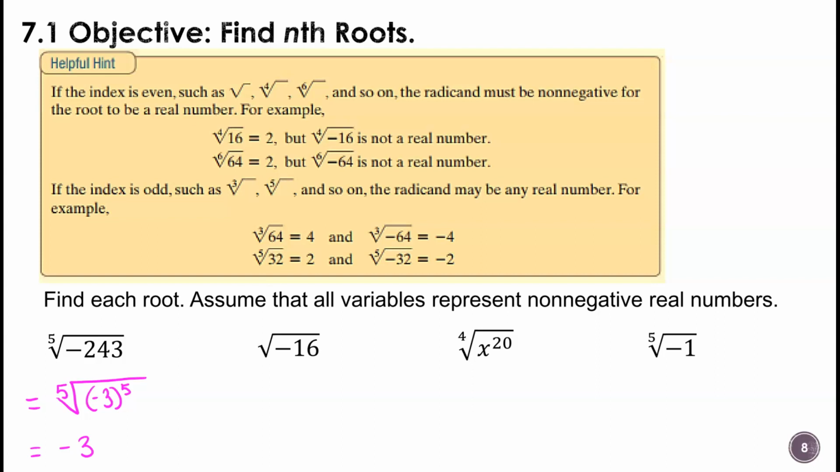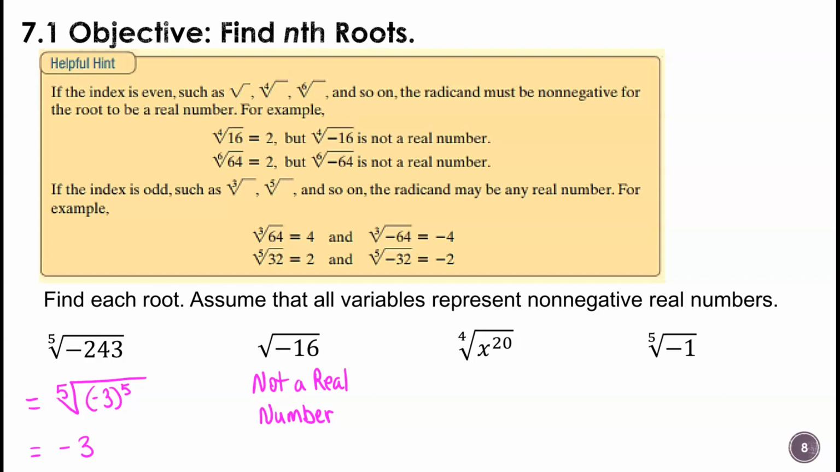Now on this next one, this is the square root of a negative number, so it's not a real number. And if you use your calculator for this one, you will get some kind of error message depending on the calculator. Sometimes it'll say something like domain error, because that would not be in the domain of a square root.